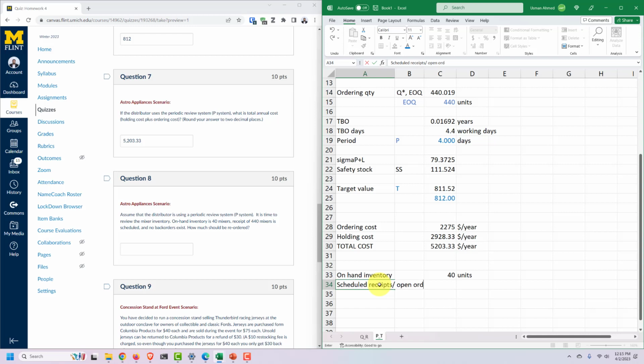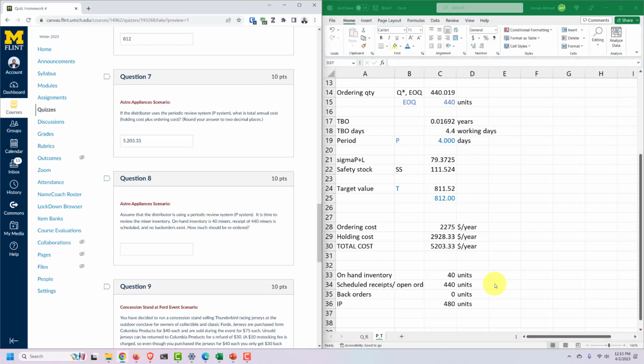We can call it open orders. It means the same thing. This is stuff you have ordered. We don't have it yet. It's on the way, or it's going to come soon. That's 440. Back orders are 0. No back orders exist, so inventory position IP will be 40 plus 440 minus the 0, or 480 units.